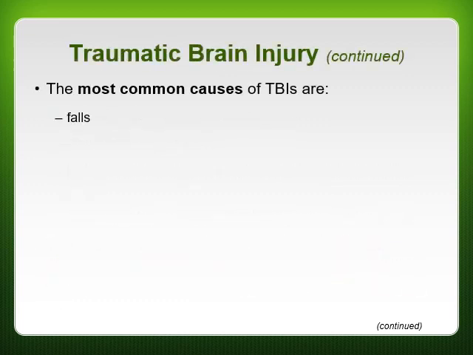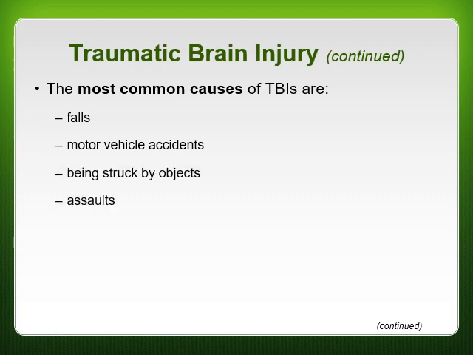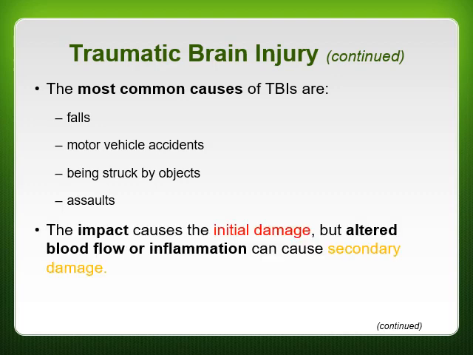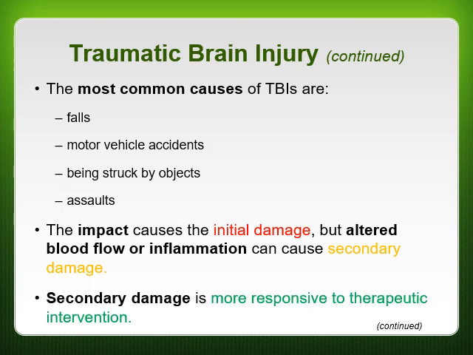Most common causes: falls, motor vehicle accidents, being struck by an object, or being assaulted. So getting hit in the head in a fight, or somebody attacks you. The impact itself causes the initial damage, but depending on what happens to the brain and the severity of stuff inside, the altered blood flow or the inflammation that is going on in the brain and in that cavity of the brain can actually cause some secondary damage as well. So you get a 2-for-1 special there, depending on how bad it was.